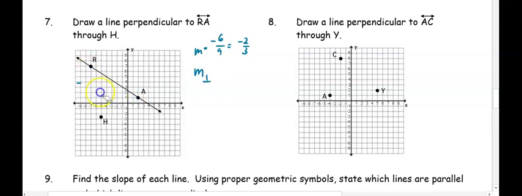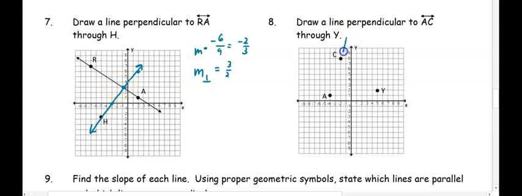So I'm going to remove this so it's not in my way. Since I do want these lines to intersect at a right angle, so the opposite reciprocal, if it was negative, it's now positive, and I flip my fraction, so it's going to be 3 over 2. So from H, I'm going to go up 3 over 2, and I'm going to do that until I cross through my line. And then I can connect my points, and those are perpendicular. They would form a right angle where they intersect.